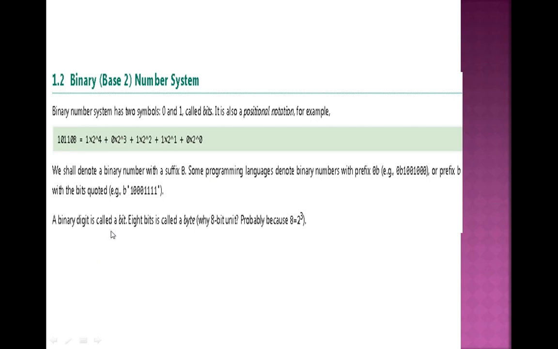A binary digit is also known as a bit. 0 is a bit, 1 is a bit. So the binary digit is known as a bit. 8 bits is known as a byte. Why an 8-bit unit? Probably because 8 equals 2 power 3.